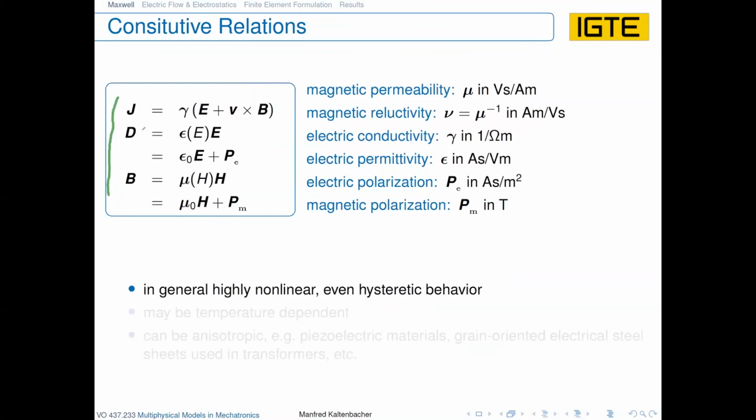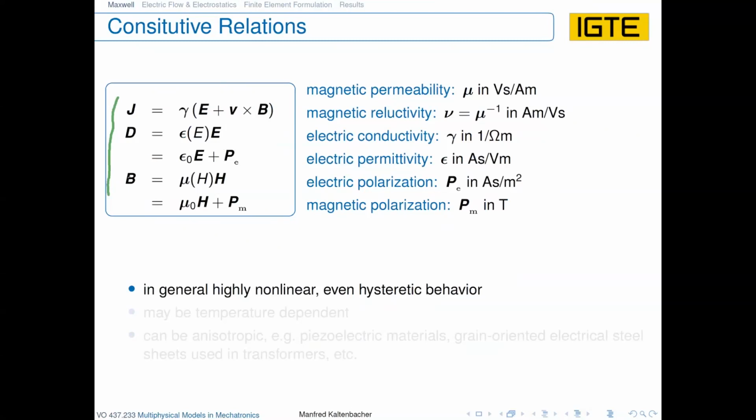The second one is the relation between D and E within any dielectric material, could be also active material like piezoelectric material, and it tells us that actually we have the relation between D and E via the permittivity of vacuum, and if we have any materials which you can polarize, then we describe it by additional electric polarization vector. So we also see here that D can have a different direction as E due to the additional polarization.